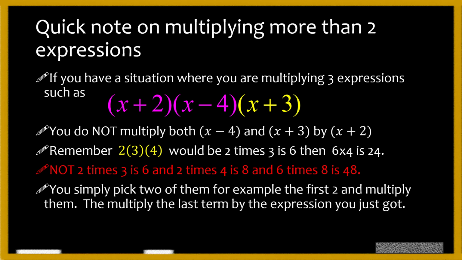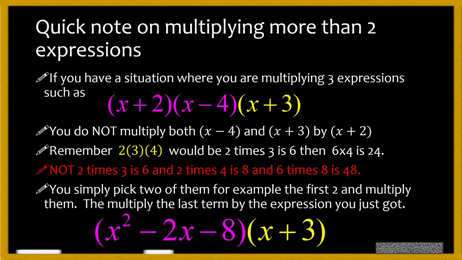You simply pick two of them, for example, let's take the first two, and multiply them. Then multiply the last term by the expression you just got. In other words, if I took x plus 2 times x minus 4, I get x squared minus 2x minus 8. Now I'd use distributive property again to multiply x plus 3 through the x squared minus 2x minus 8.